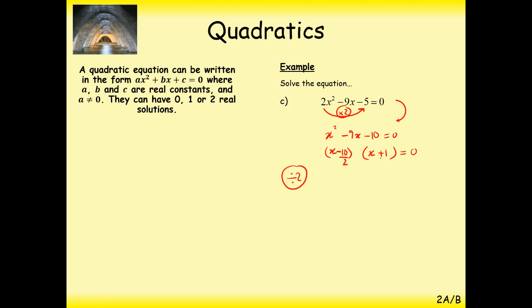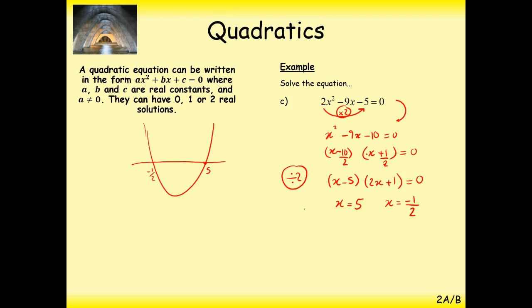10 does divide by 2, but 1 doesn't divide by 2. So I write in this bracket x minus 5, and I put the 2 in front of the x in the next bracket. I write 2x plus 1. So this is the factorized form of that original equation. Now solving it means taking the factors out of the bracket. This tells us x equals 5, and this other bracket tells us x equals negative 1 over 2. That means that if we had to plot the graph, the negative half would be on the left and 5 would be on the right because of the order of the values.